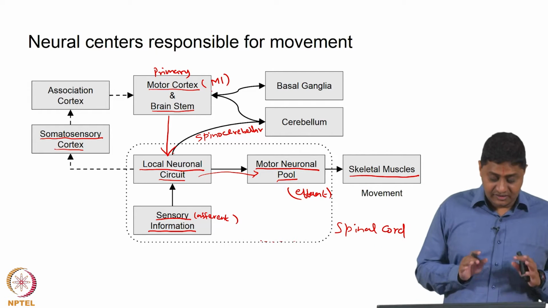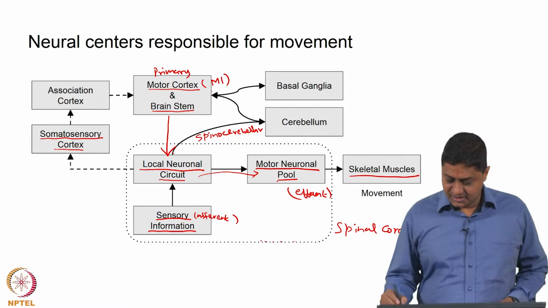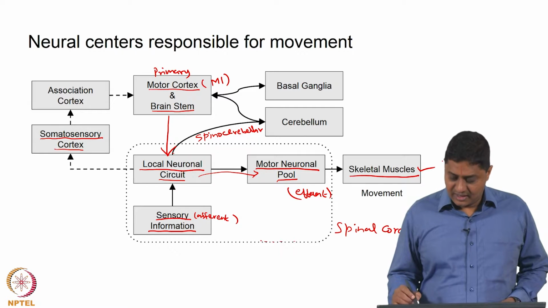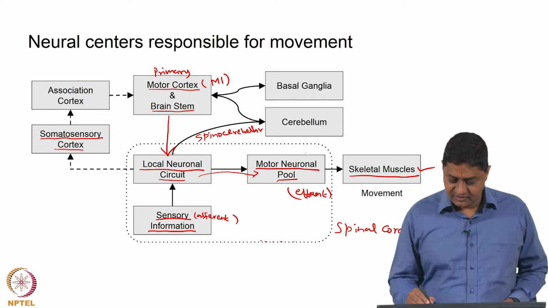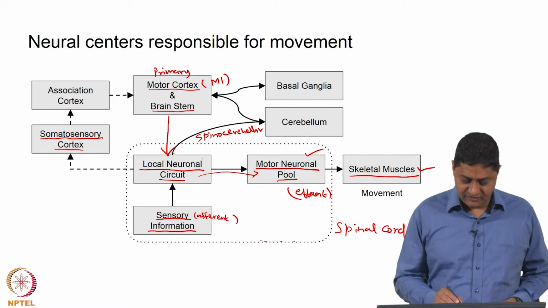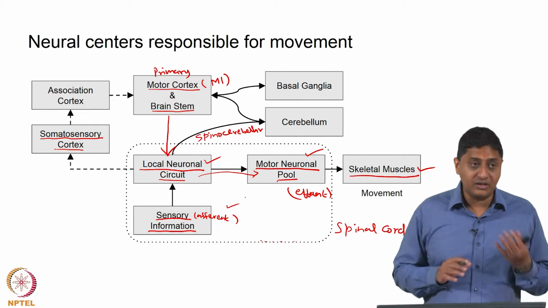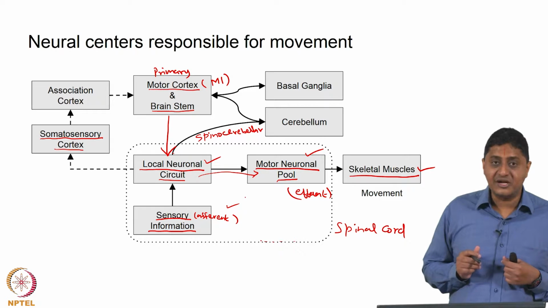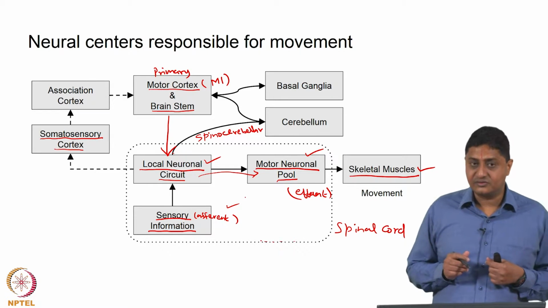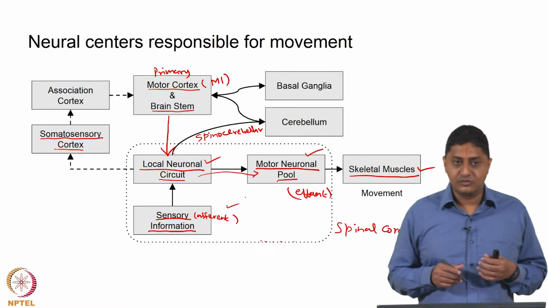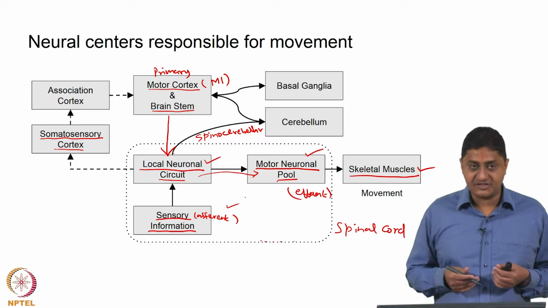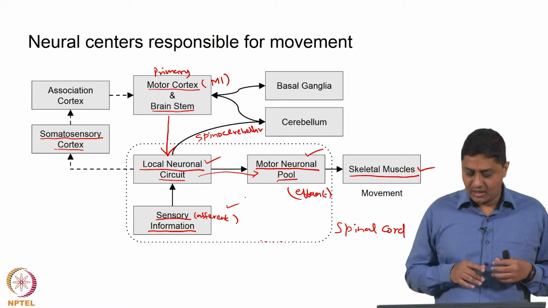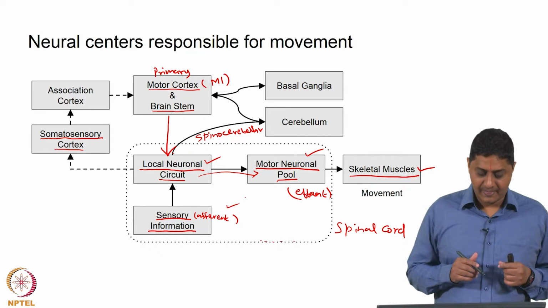So, what we have learnt so far is, at the peripheral level, the function of muscles, the function of motor neurons, the function in the spinal cord, the function of sensory information in modulating movements through the spinal processes, and all these things through reflexes, through oligosynaptic or polysynaptic reflexes, not necessarily monosynaptic. All these things we have discussed so far.